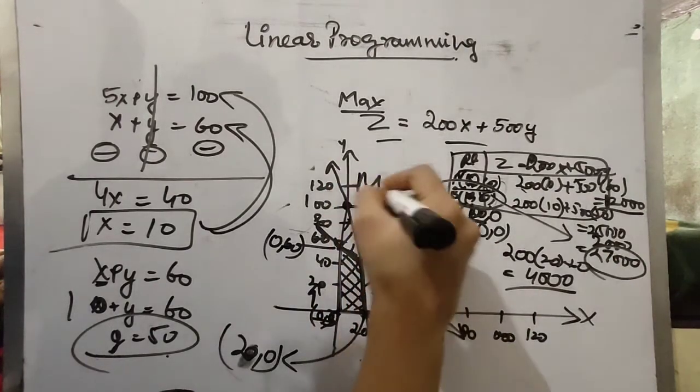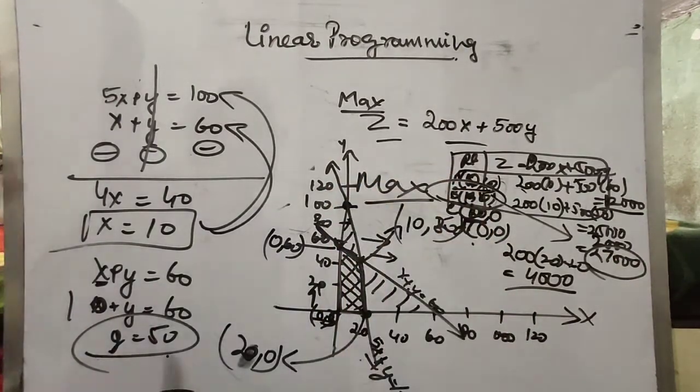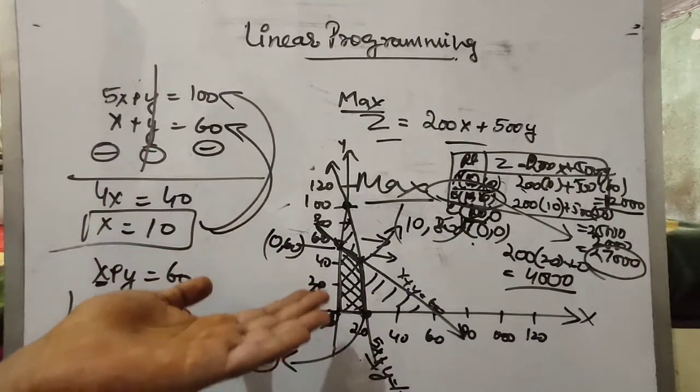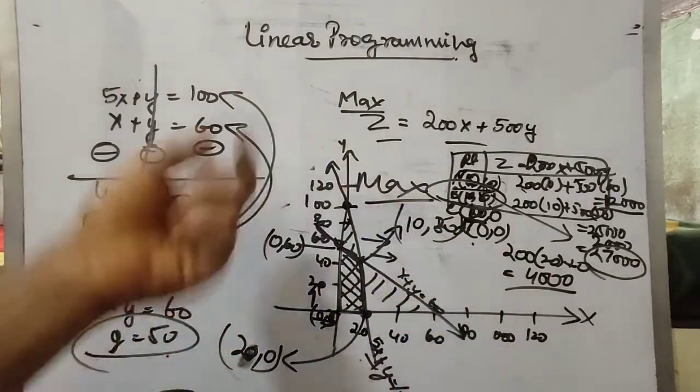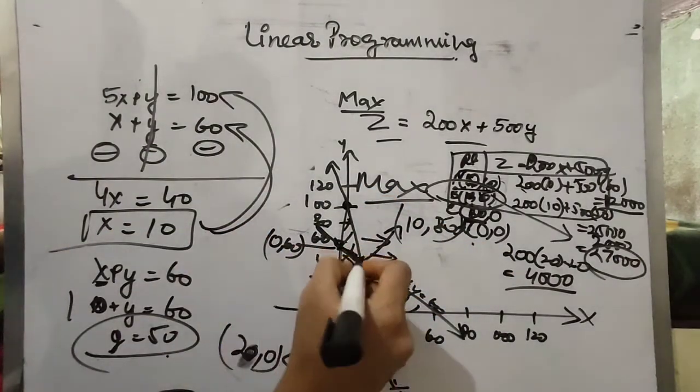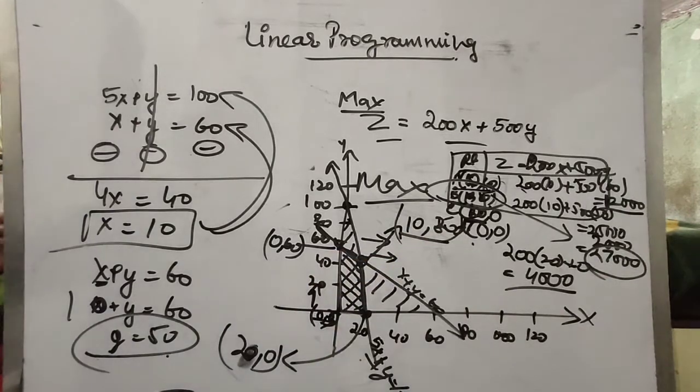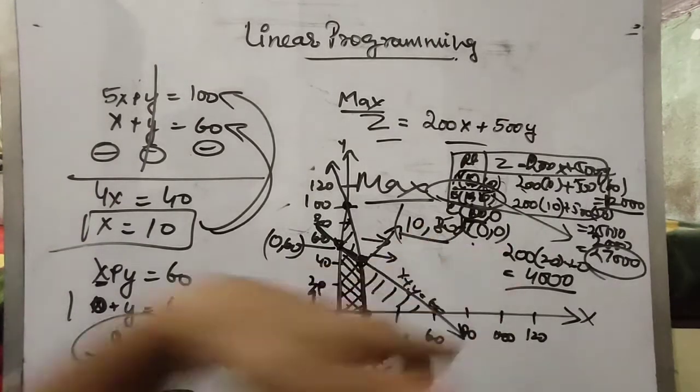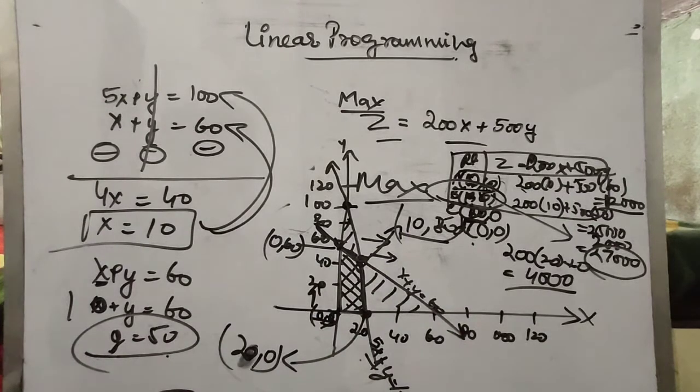So this point becomes the maximum. My answer is that the maximum value I'll receive is at this point, that is (10, 50). So we'll write the statement at the end that the maximum value of the constraint is at (10, 50). So this becomes our last statement, and that's all with this question.